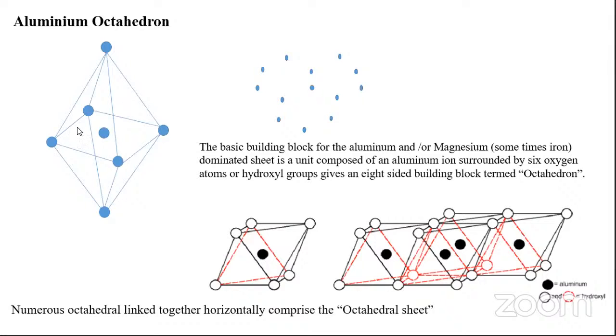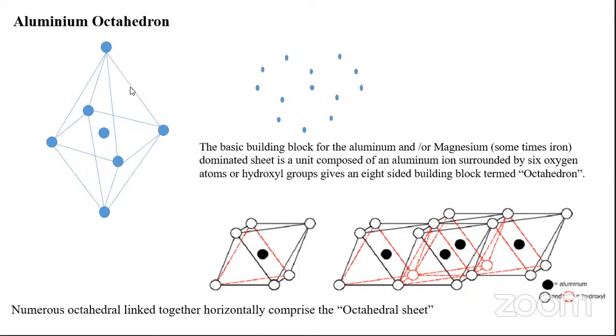I'm going to answer. 8 means 8 sides. See, students, there are totally 1, 2, 3, 4, 5, 6 OH minus ions, or sometimes oxygen, but mostly OH minus ions. In the center, naturally, there will be aluminium, mostly aluminium. Sometimes there is a chance of magnesium also. So octa means 8 sides.